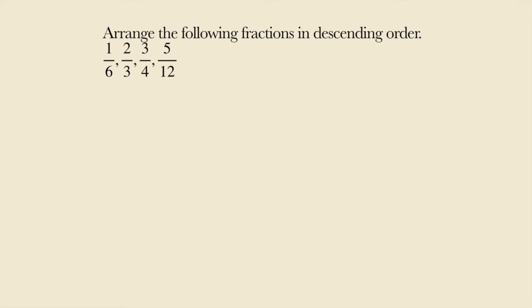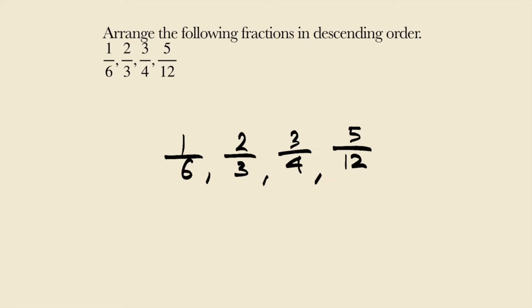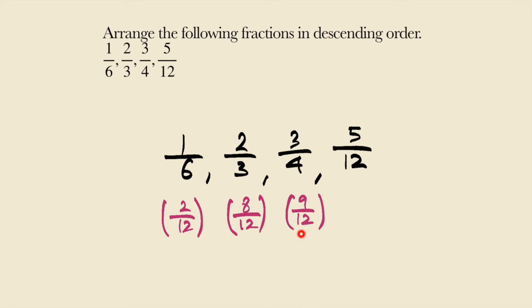Arrange in descending order. So none of the numerators are the same, but look at the denominators. They can all be turned into 12 fairly easily. So let's do that. Let's turn the denominators to 12, and then let's take a look. Which one is the largest fraction here? The largest fraction will therefore be the largest numerator, and that will be ranked number 1.